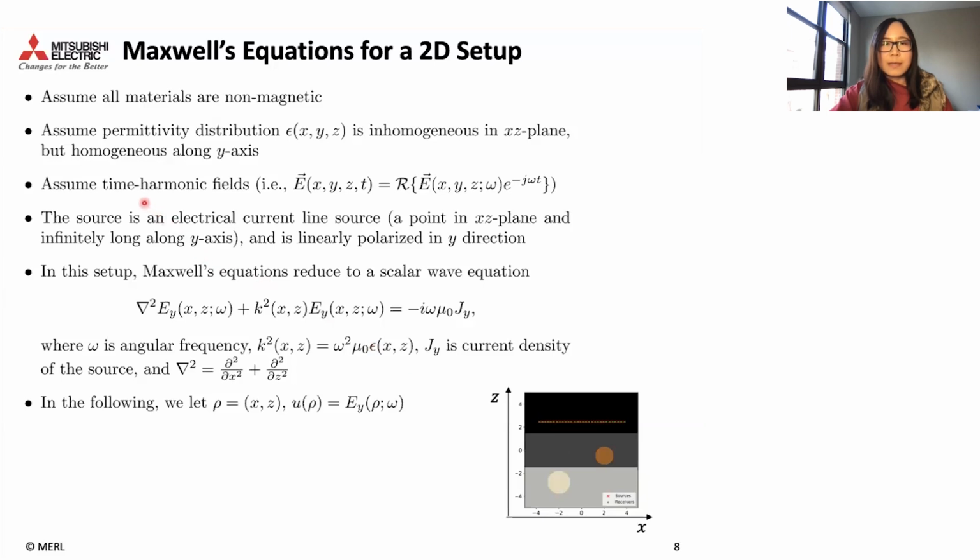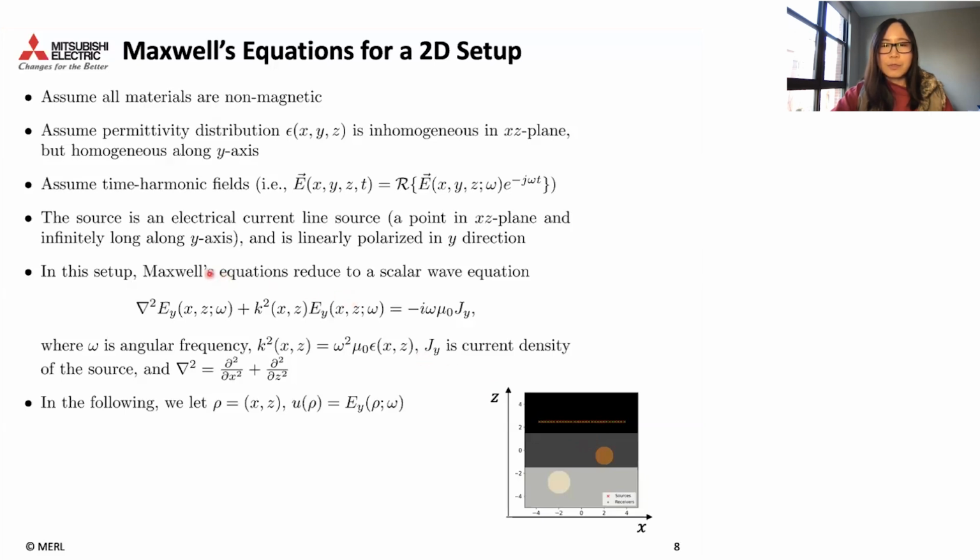And then we also assume it is time harmonic fields. So the time dependence is completely described by this complex exponential. And then the source is a point source in 2D, which means that it is a point in the XZ plane, but it is infinitely long along the y direction. So there is also no variation in the y direction. That's why we can just consider this as a 2D problem.